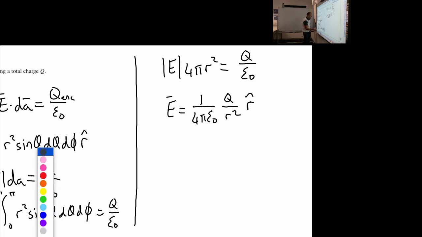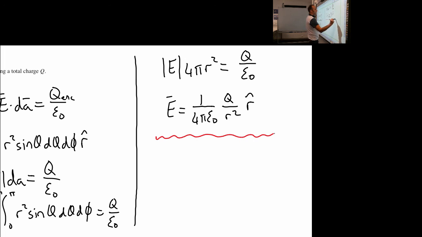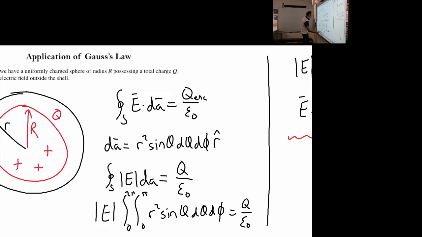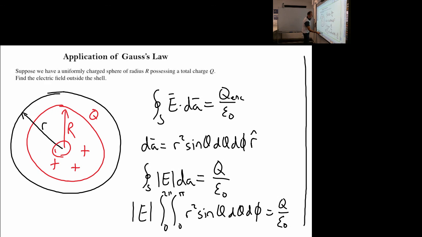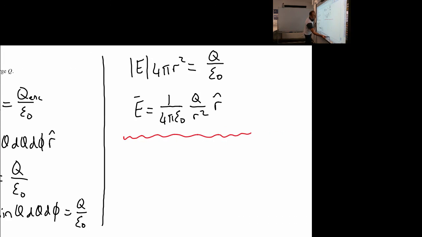Okay, so what we find quite nicely is that the electric field is just like that of a point charge. It's as if all the charge is located at the center of our sphere. And the electric field, as we can see, is going to fall off as 1 over r squared the further you move away from our sphere.